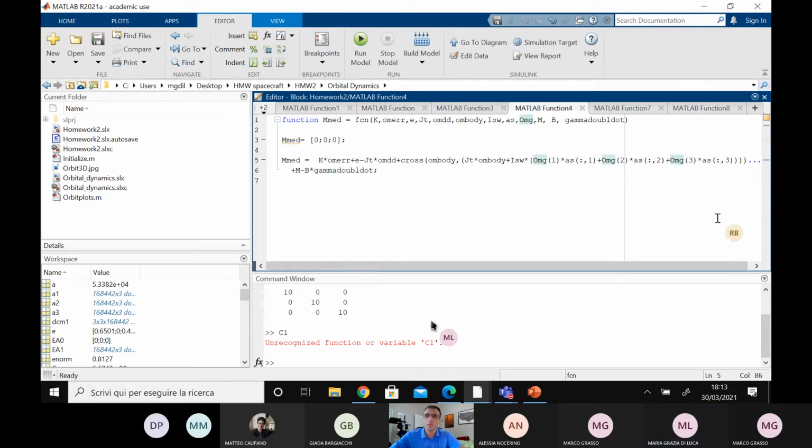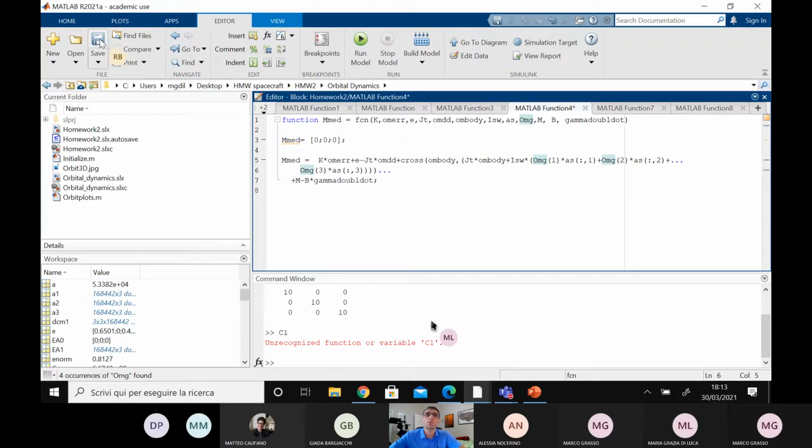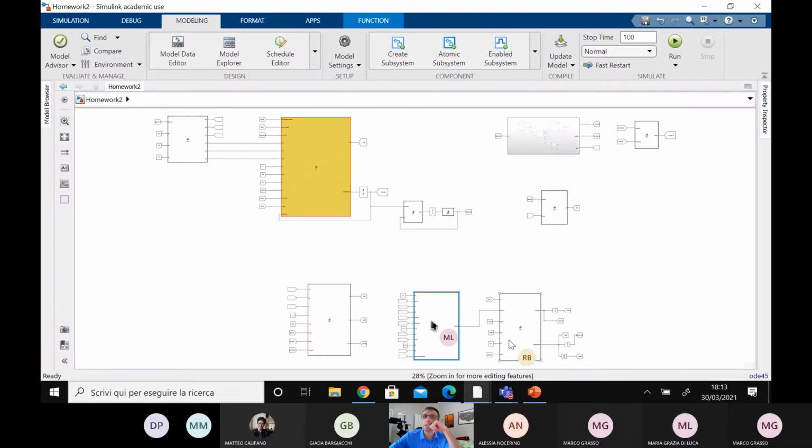I'm going to. Okay, just because I don't see it that way. The gamma double dot. Okay. And it's not liking that. And then, oh, okay. So, okay.